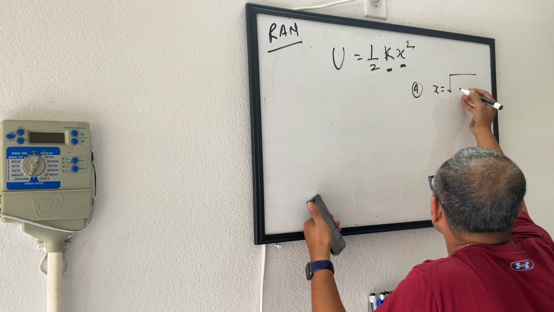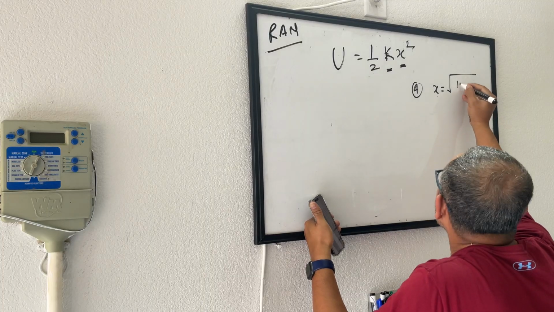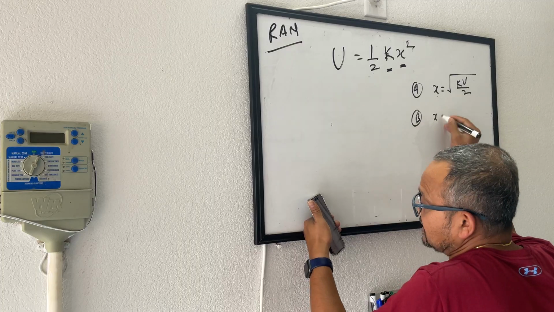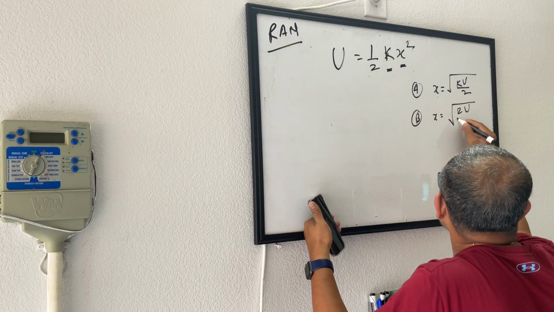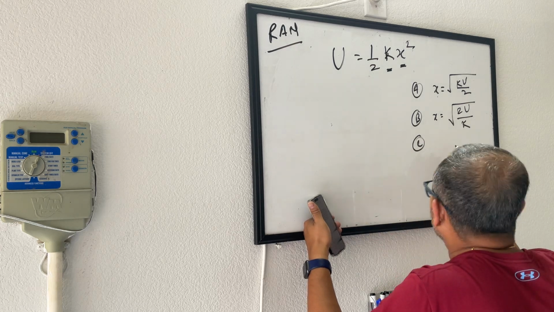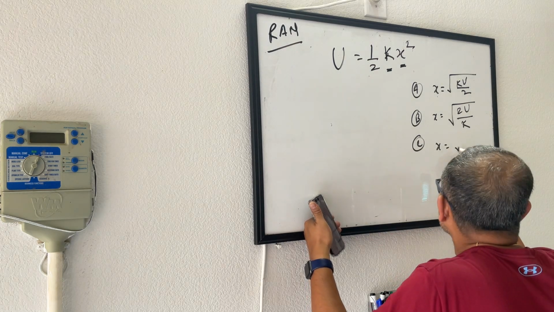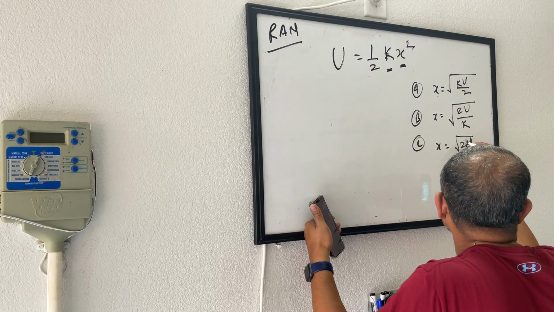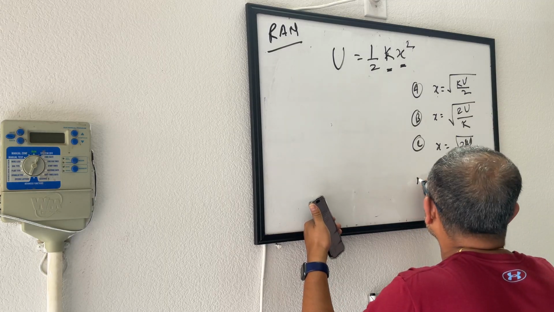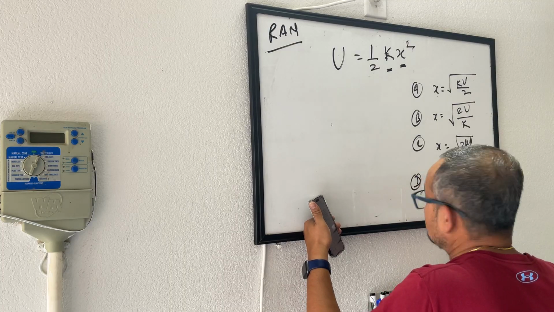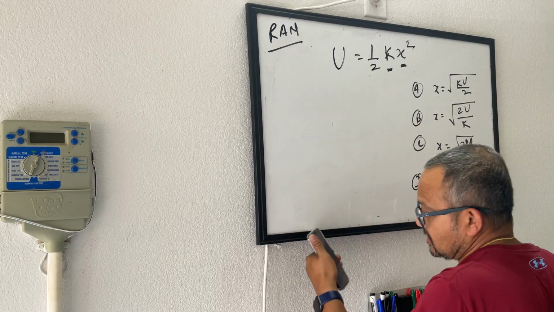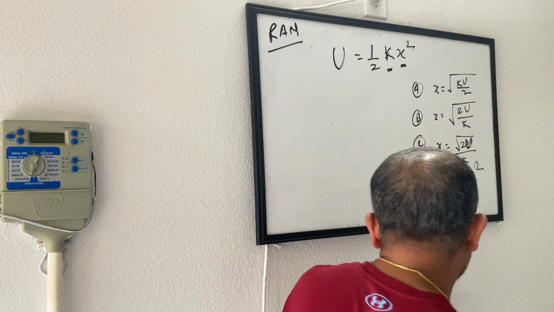x is the absolute compression. First option: x equals ku by 2. Second option is x equals 2u by k. Third option is x equals square root of 2u by k. And fourth option is x equals 2u by k whole squared.